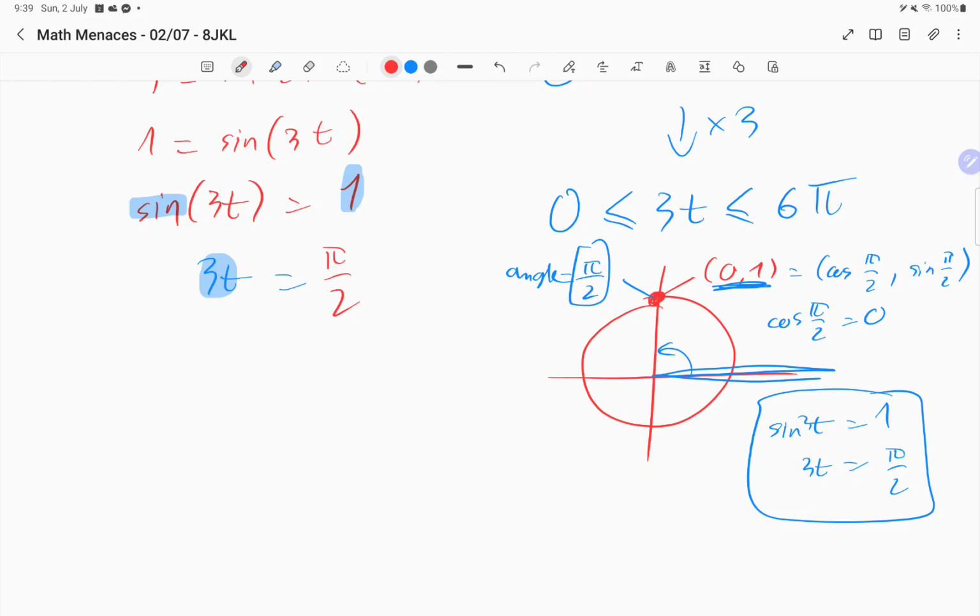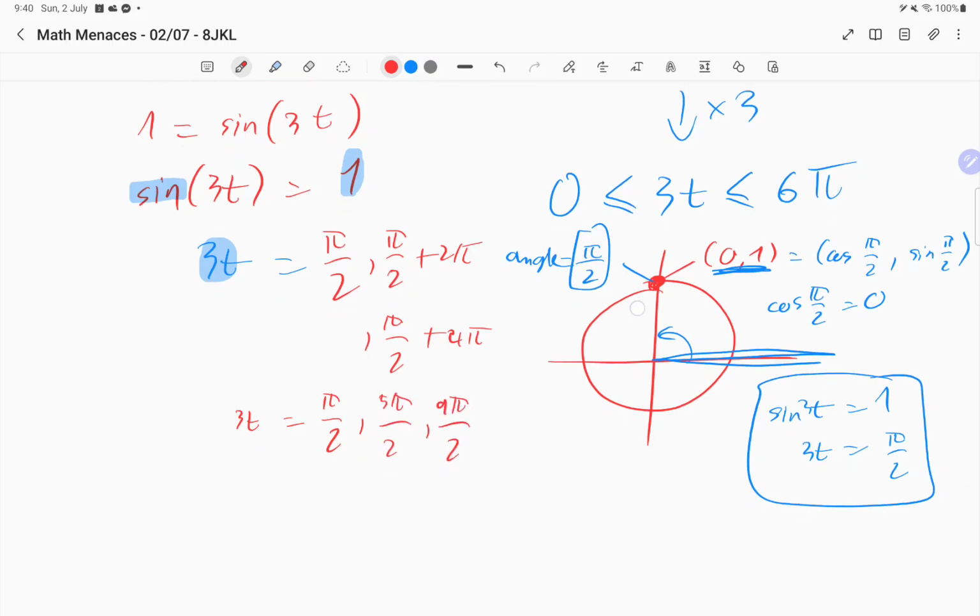And then how do we get the other two values? Charlie? You add 2 pi. Correct. So you have 5 pi on 2, and 9 pi on 2. You add 2 pi once and you add 2 pi twice, so it'll be 4 pi. So 3t will be pi on 2, then 5 pi on 2 and 9 pi on 2.